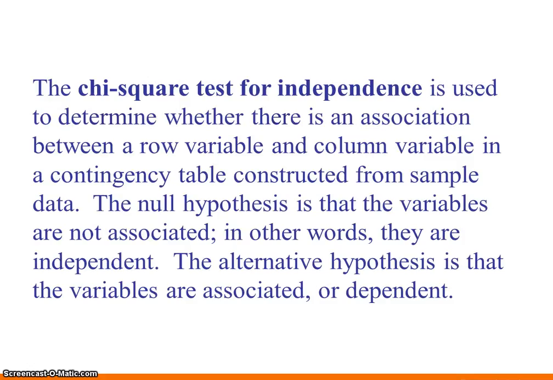Basically, the chi-squared test for independence is used to determine whether there is an association between a row variable and a column variable in a contingency table constructed from sample data. This will go back a little bit to section 4.4 and contingency tables that we talked about before. The null hypothesis is that the variables are not associated. In other words, they are independent. There's no association between the variables. And the alternative hypothesis in this case will be that the variables are associated or related to one another, or dependent.